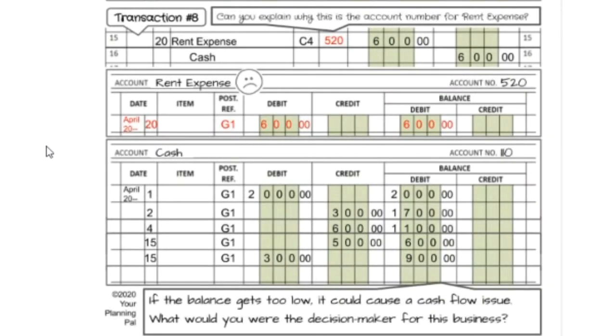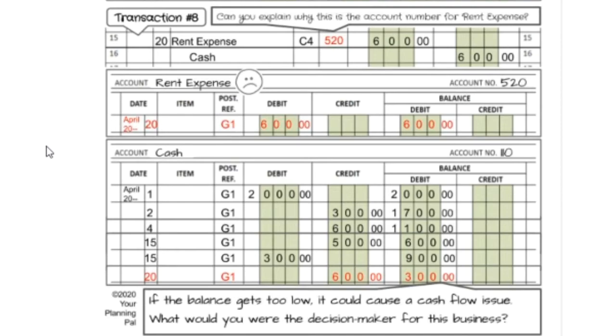Okay, back here on page 7, we're going to go ahead and post our cash for transaction 8. So we go to our cash account. It's the 20th. It's G1. This is a credit of $600. And so now are we adding or subtracting? It's the opposite of the normal balance side, so we're going to subtract. So we take our current balance, $900 minus $600, and our current cash balance after transaction number 8 is $300.